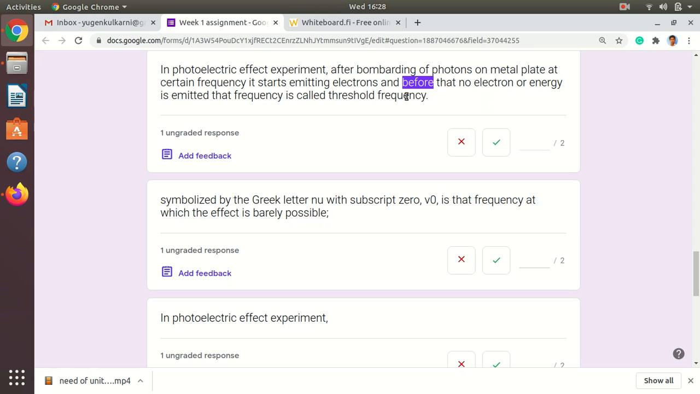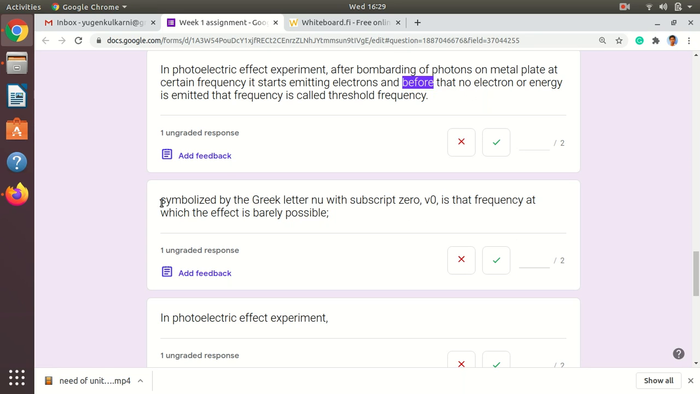So either you can write "below," or one more way is to write that you are moving from the lower frequency region to the higher frequency region, and then you can use "before." So I will give 1.5 marks. This will not get 2 marks, because there are some technical mistakes here.